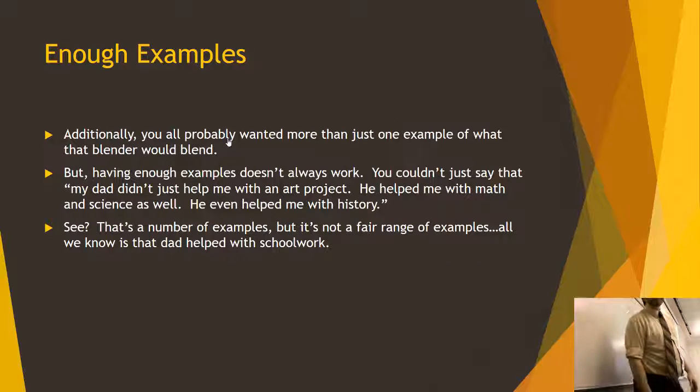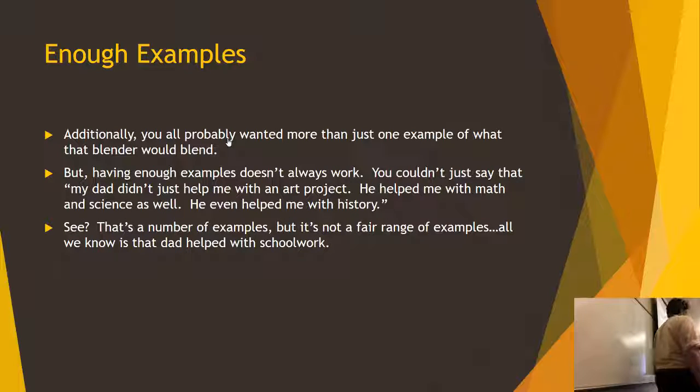Nor can you just say, well, he didn't just help me with art, he helped me with math and science too, also history. You're still just saying that he helped you with schoolwork. There's got to be more to your dad than that. So you need to provide enough examples and a fair range of examples, as it says here, so that we know it covers a lot of different areas.